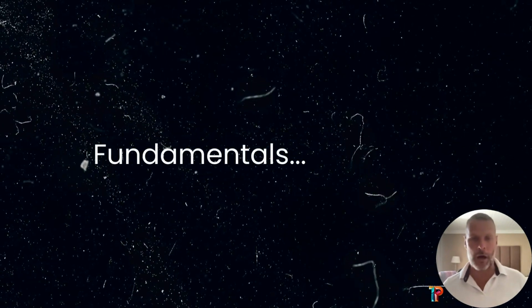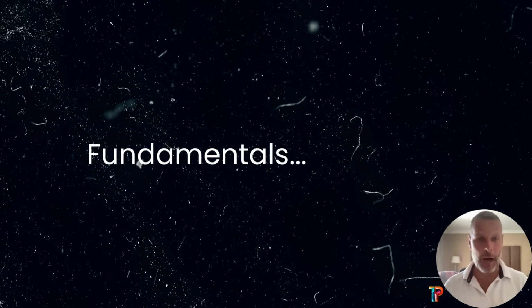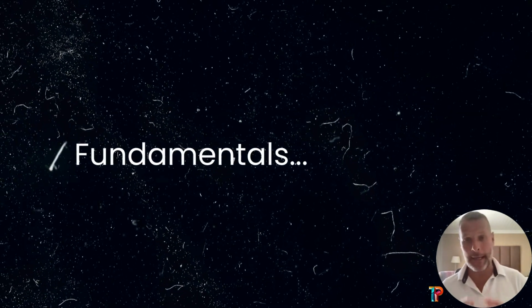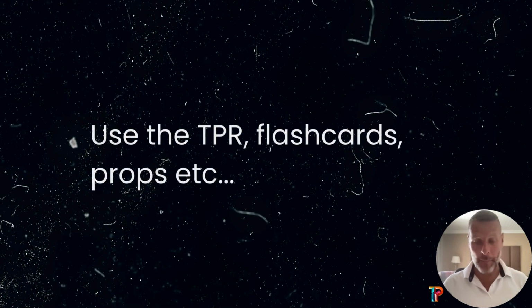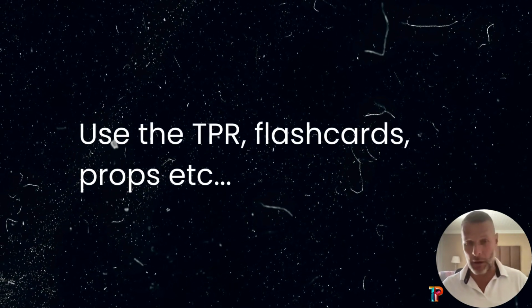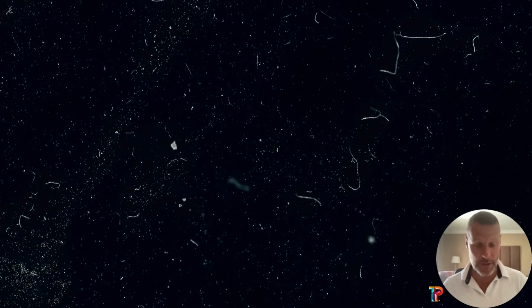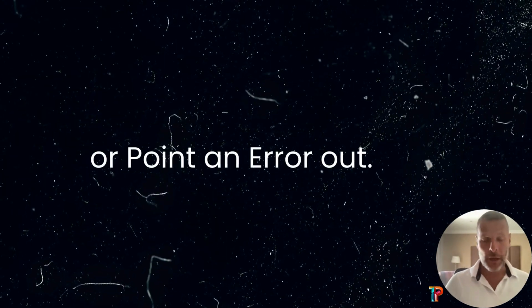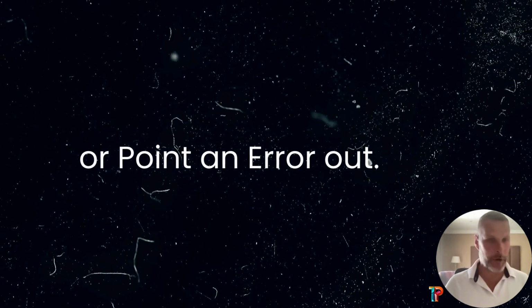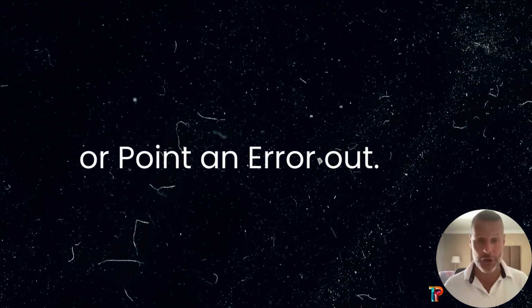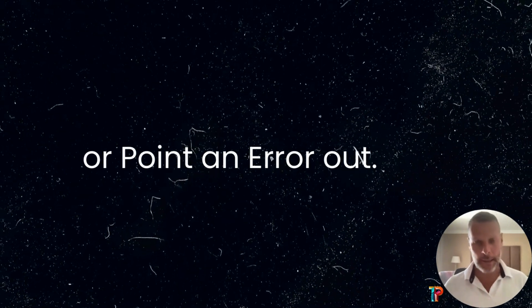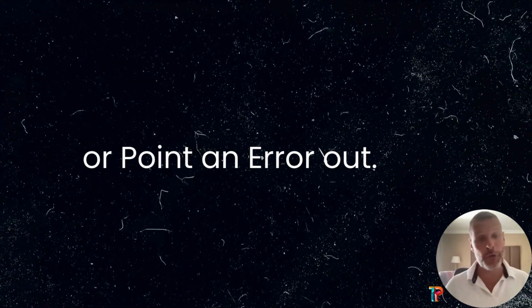Okay, so these are the fundamental things to keep in mind when it comes to error correction. And what I am hinting at in this module, and if you're reading here, I'm indicating the use of TPR, flashcards, props, etc. You don't always need to correct an error verbally. You point an error out. You can reinforce it with a prop, reinforce it with a flashcard, ask the student to repeat, be gentle, be kind, and help them learn through their mistakes.